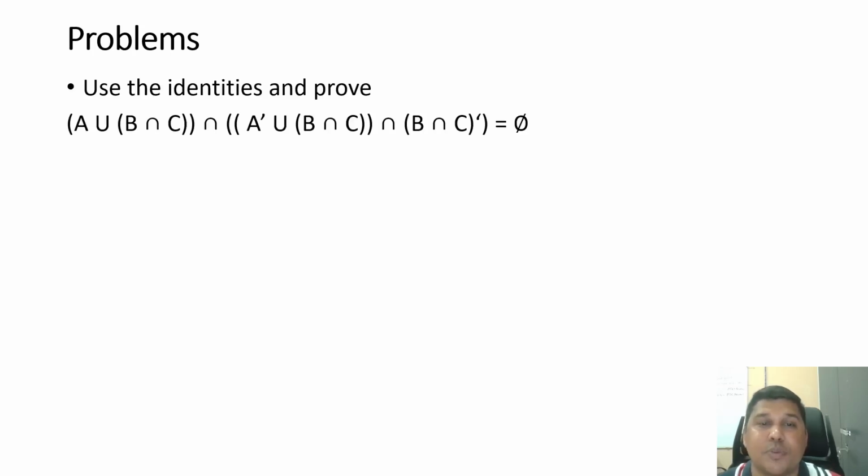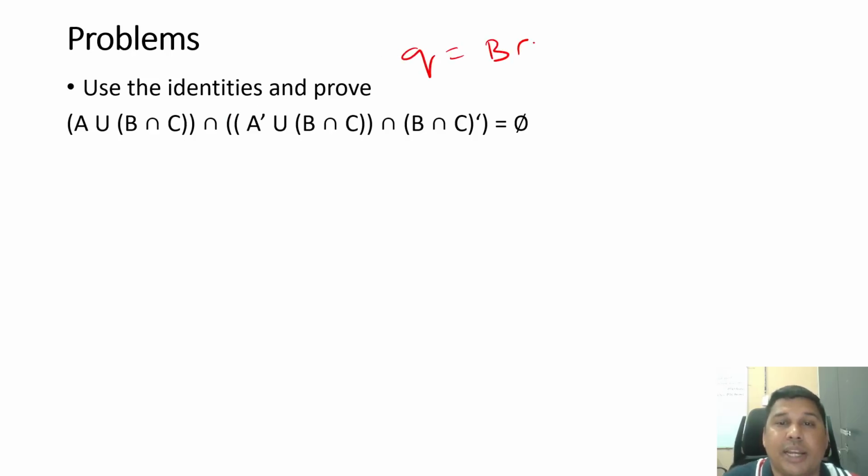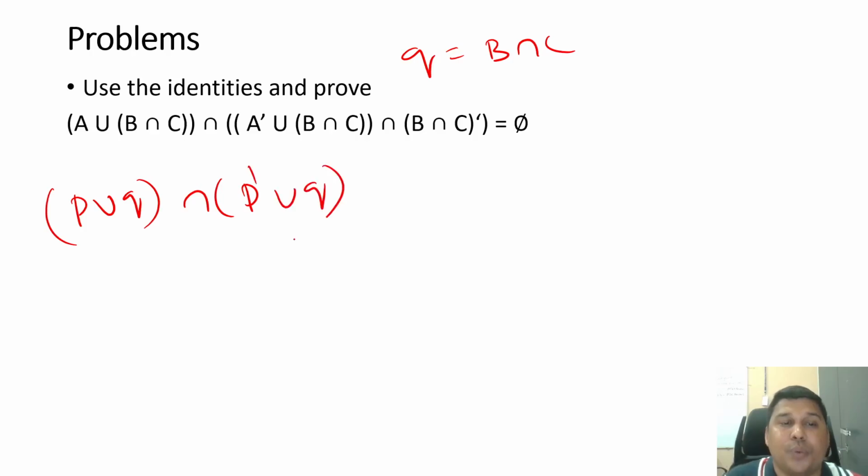So using the identities, prove that this is null. We have to prove that this equation is null. So how do we do that? You see here, this is (A union B) intersection C. This is the same as (A union B) intersection (A complement union B), because if I take PQRS here, that is very easy. So let's take Q equal to B intersection C. So this will look like (P union Q) intersection (P bar union Q).